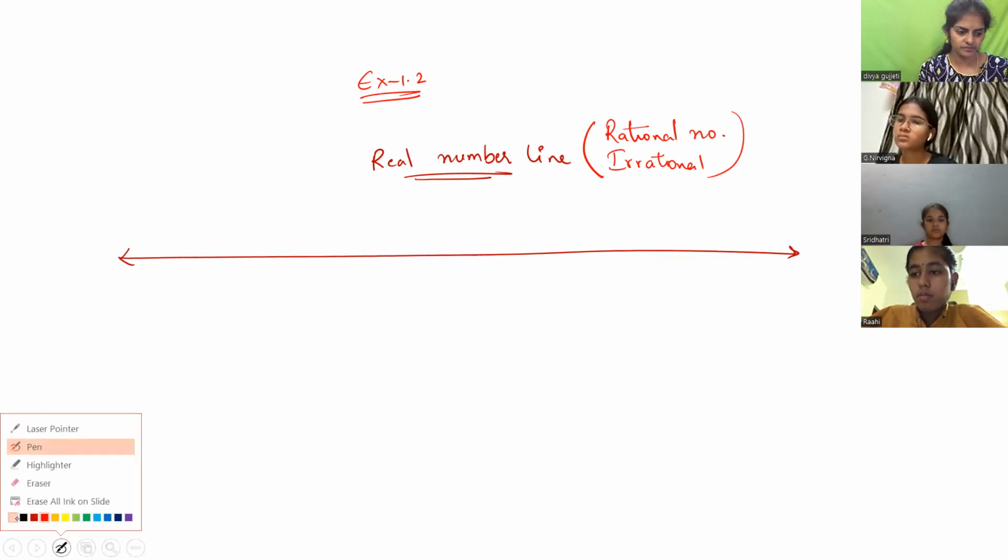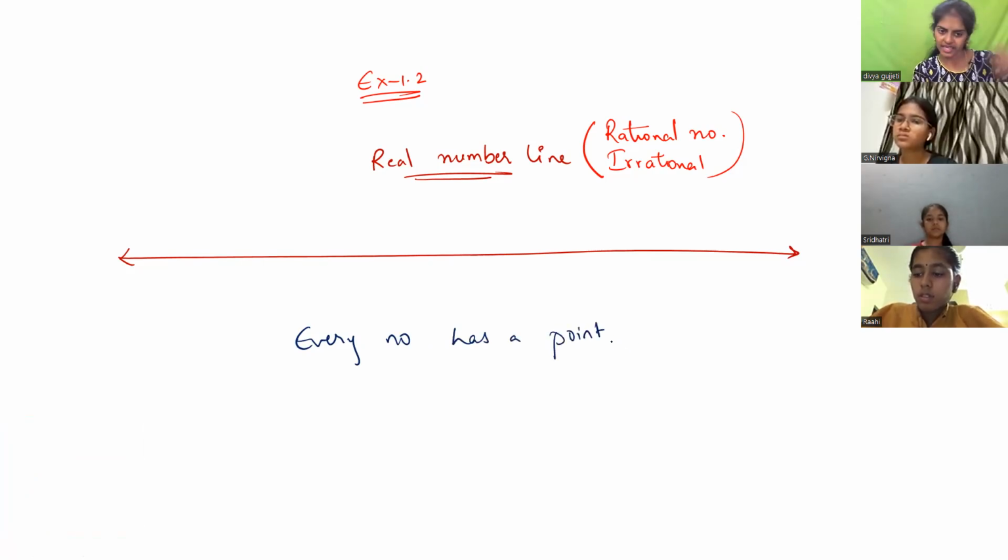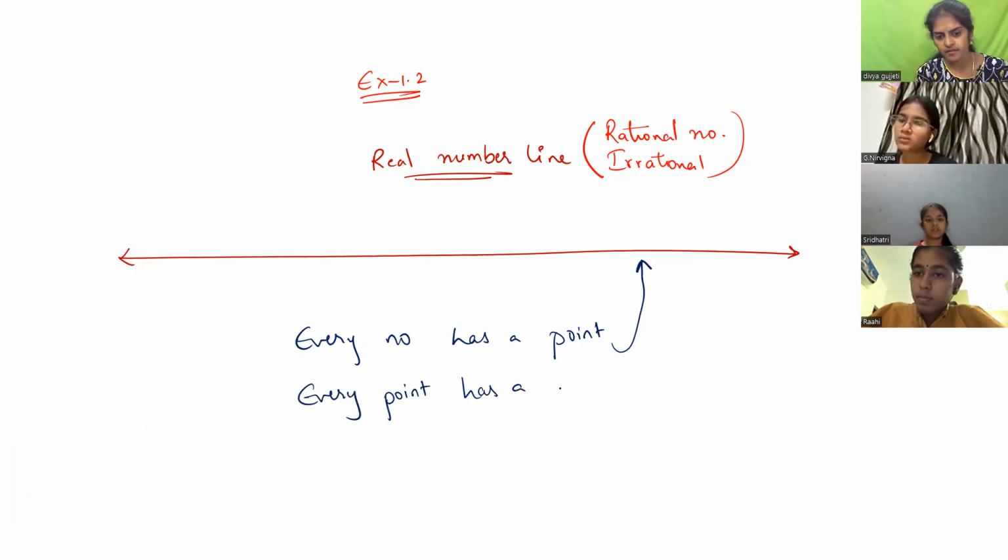Always remember on the number line, every number has a particular point. Every number can be located through a particular point on the real number line. And every point has a particular number. It could be rational or irrational, which means if I take a number like root 2, as we have seen, you can locate root 2 on this real number line.